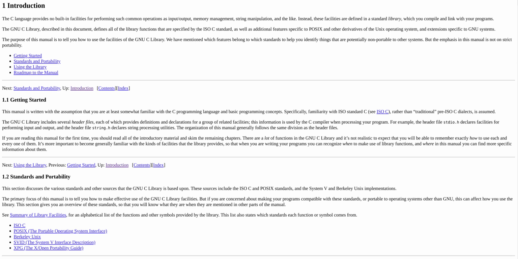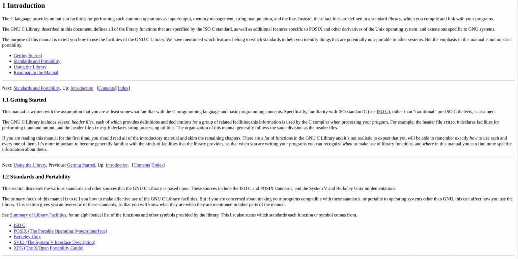1 Introduction. The C language provides no built-in facilities for performing such common operations as input, output, memory management, string manipulation, and the like. Instead, these facilities are defined in a standard library, which you compile and link with your programs.